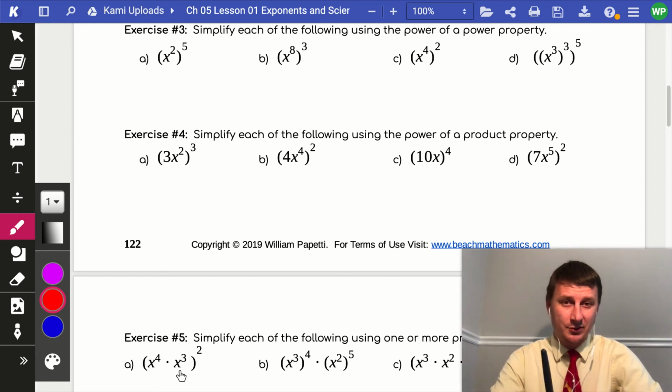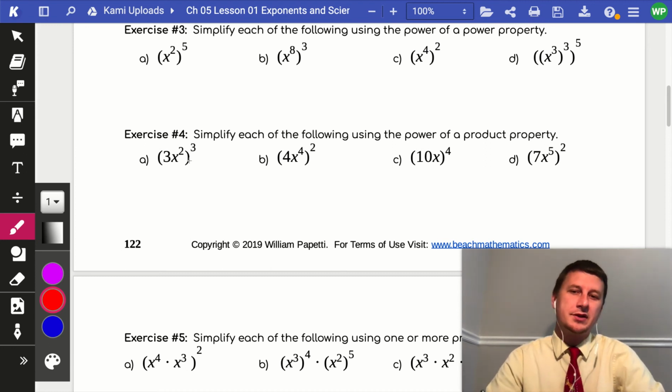You, Algebra 1. And in this video, we're going to be looking at exercise number 4 in Chapter 5 and Lesson 1, where we're going to be looking at exponents and all of their properties. In this exercise, specifically, we're going to be looking at the power of a product property.